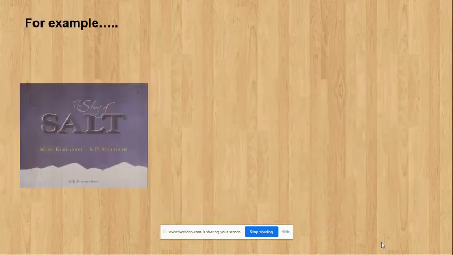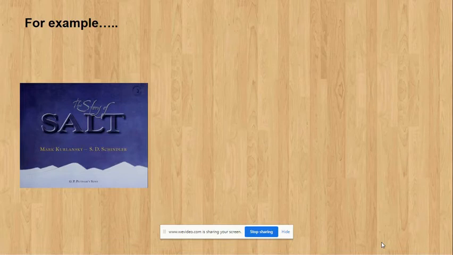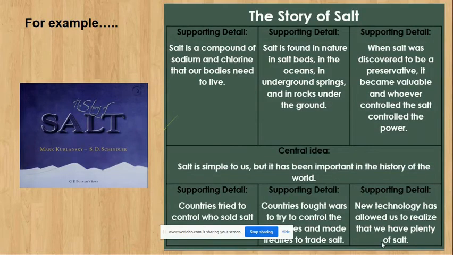Remember, for example, in the beginning, we did the story of salt. Remember that the story of salt's central idea was, although salt is simple to us, it has been important in the history of the world. Supporting details included how salt is a compound, salt is found in nature, salt was discovered to be a preservative. Remember that countries try to control who sold the salt.